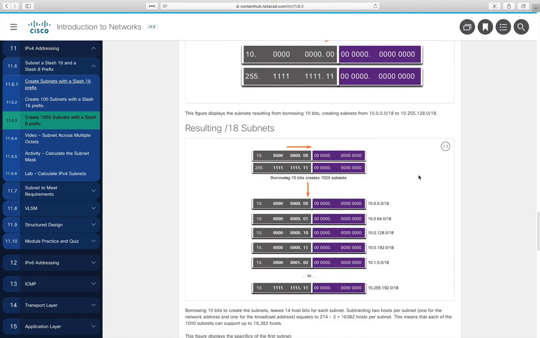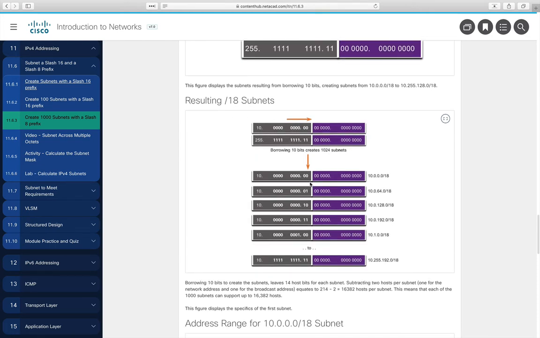So just like we did before, we are going to go through and basically count within the subnet bits. So the subnet bits, we'll back up. We started with a /8. We borrowed 10 bits. 8 plus 10 is 18. So this becomes a /18 network.